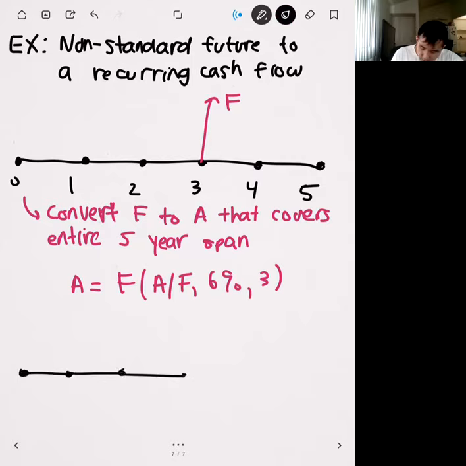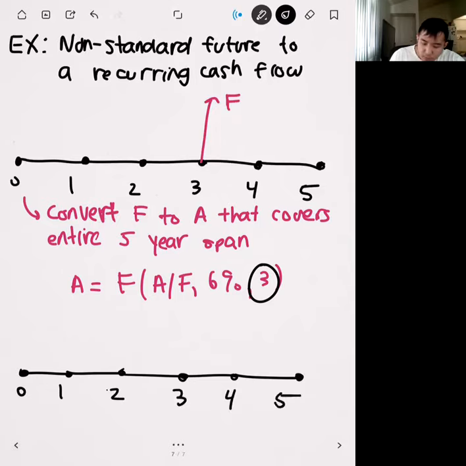But what you're actually doing in this case is converting a standard F, which is assumed to occur at the very end, into an A, which will only occur up to that point. Okay. Because remember the key number here is this 3. Remember the standard form for a uniform series is that it spans up until the number n that you specify for your problem.